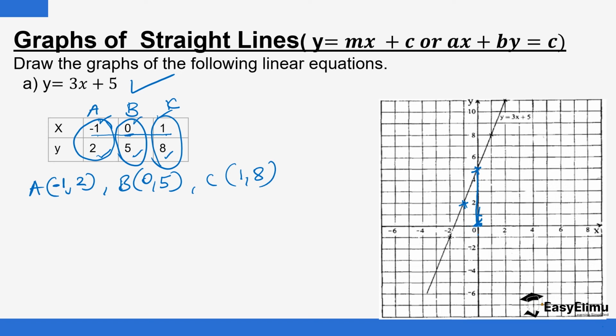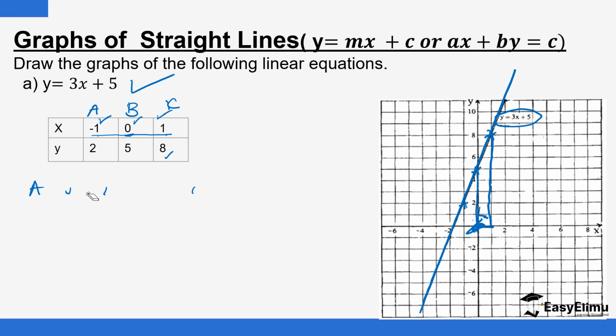Then 1, 8. So 1, then you go 8 steps up. That is how we get this point here. Once you have the points, you simply draw a straight line passing through the points. Then once the line is drawn, you label the line by writing the equation of the line next to it: y = 3x + 5. And that's what we call the graph of the straight line, or the straight line graph.